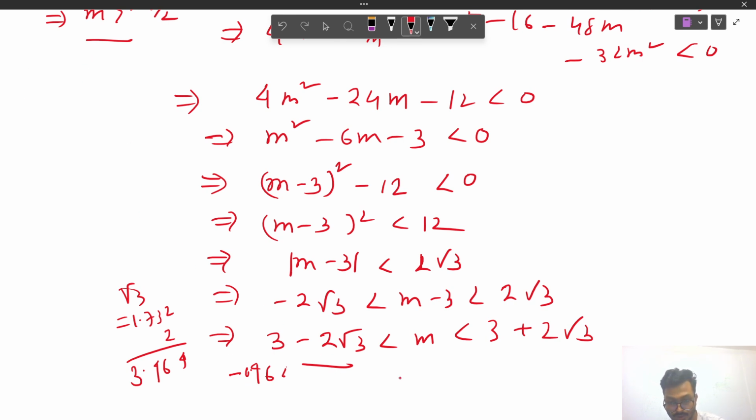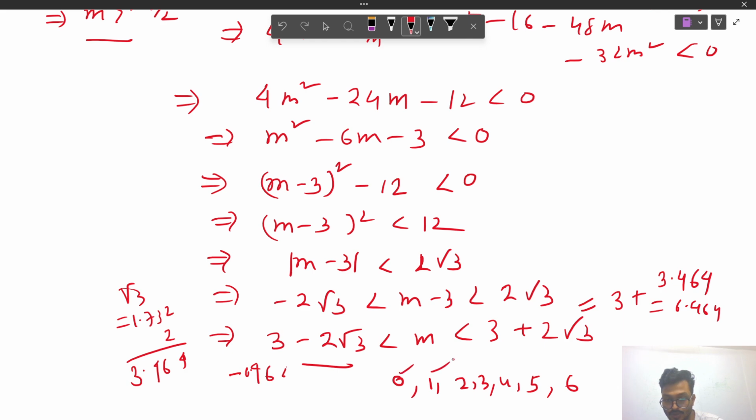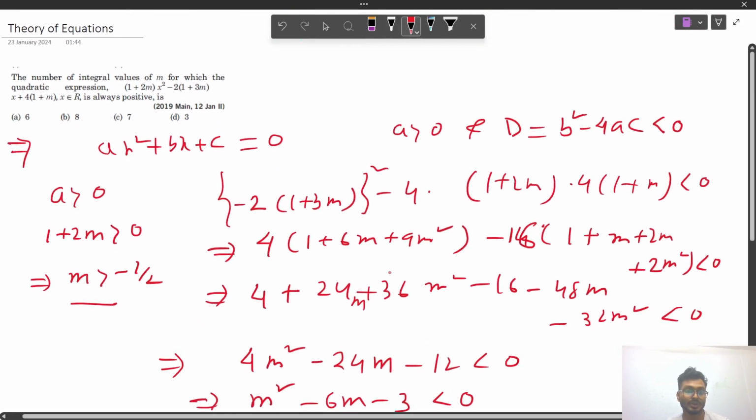So that means we take the values from 0, then 1, 2, 3, 4, 5 up to what? The upper value is 3 plus 3.464, so that means 6.464. That means it can take values up to 6. So how many values? 0, 1, 2, 3, 4, 5, 6. So 7 values we can get.